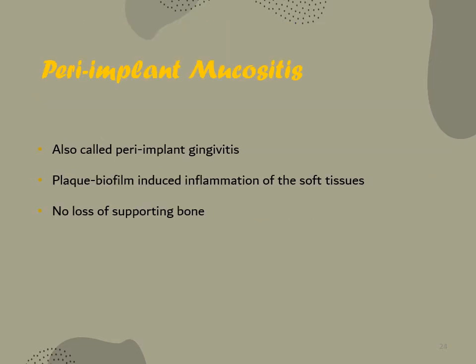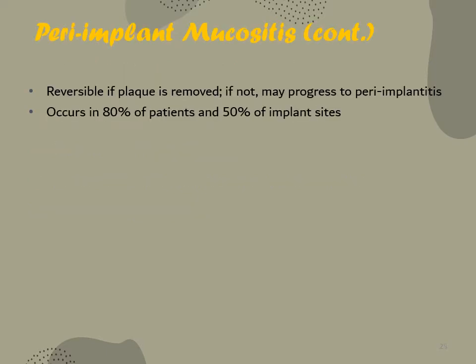Peri-implant mucositis, also called gingivitis, is plaque-induced inflammation of the soft tissue. However, just like with gingivitis, we aren't seeing a loss of supporting bone. When we start to see the bone loss, that is the change from mucositis to periodontitis, or implantitis in this case. Peri-implant mucositis is reversible if the plaque is removed and removed consistently. If not, it can certainly progress to peri-implantitis. This occurs in 80% of patients and in 50% of implant sites.